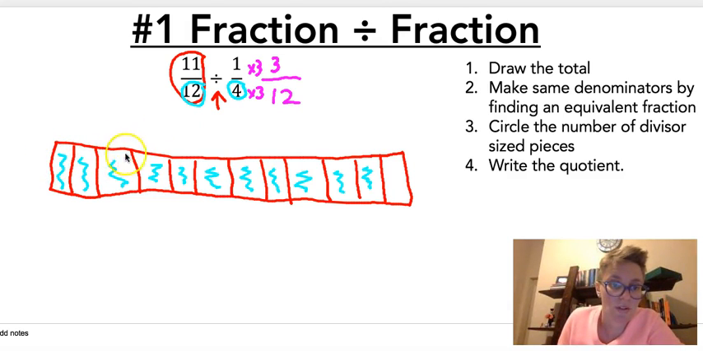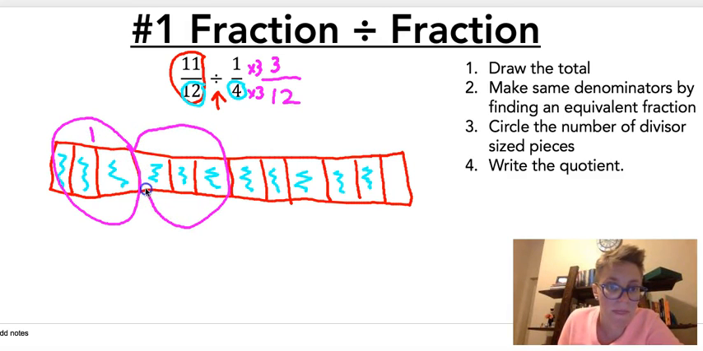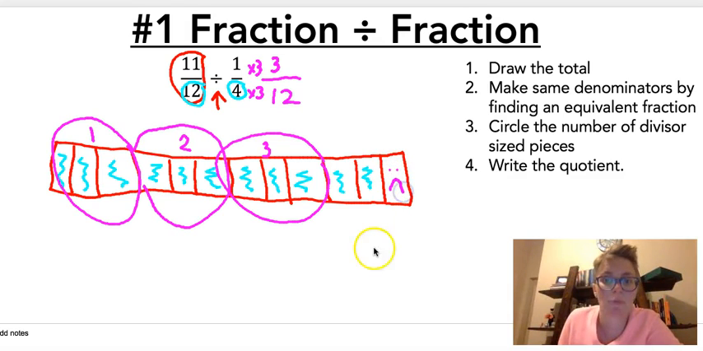So I'm going to count 1, 2, 3. That is going to be a group of 1/4 or a group of 3 12s. Those are equivalent. That's one group. Now I'm going to do 1, 2, 3. That's two groups. I'm going to do 1, 2, 3. That's three groups. And finally, I'm going to count 1, 2, 3, but I don't have enough, which means this guy is going to be super depressed.